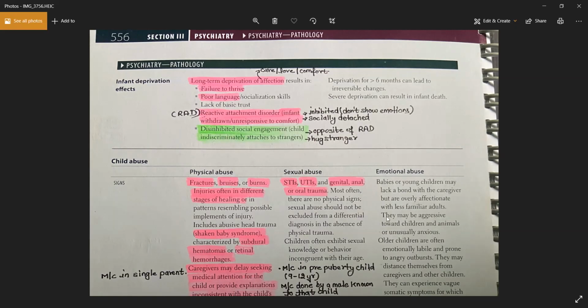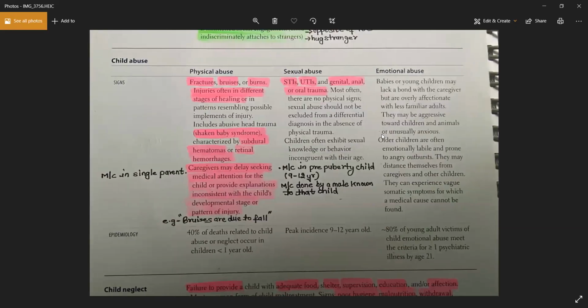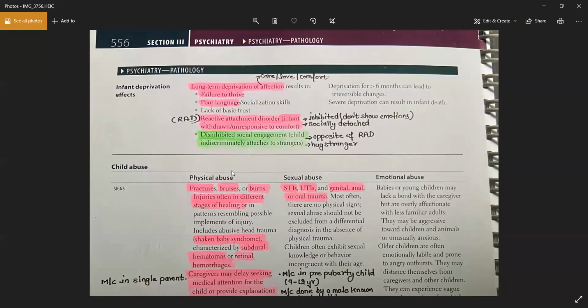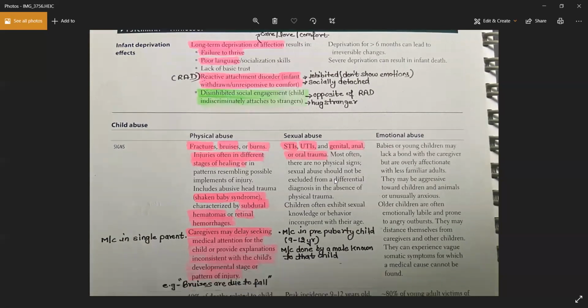They may have anger outbursts sometimes, and they will distance themselves from the caregivers and other children also. So that was about the physical abuse, sexual abuse, and emotional abuse. For the emotional abuse, think about the infant deprivation effects. For sexual abuse, think about any kind of injury or any signs and symptoms with this. And then you have the physical abuse.